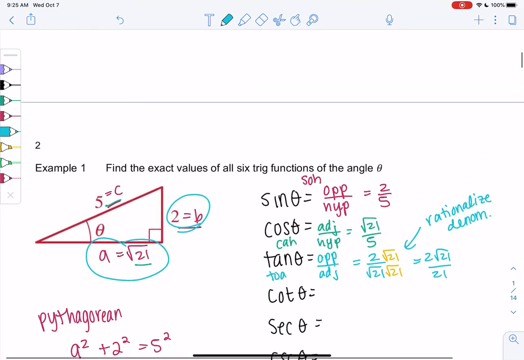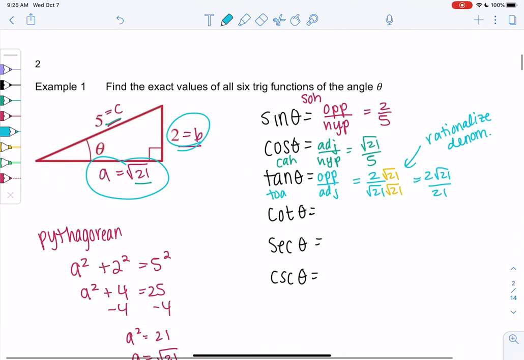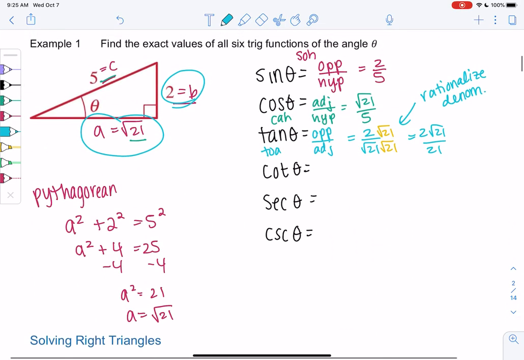And then I am not going to use the definitions for the remaining three. I am going to just do the reciprocals. So cotangent is 1 over tangent. So it's just the reciprocal. So I'm going to use the reciprocal of this version since it's a little more simple, since it's less numbers. So it'll just be square root 21 over 2.